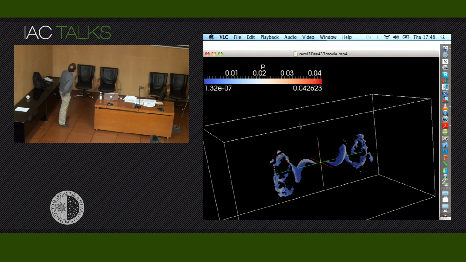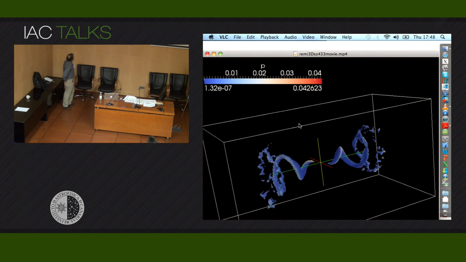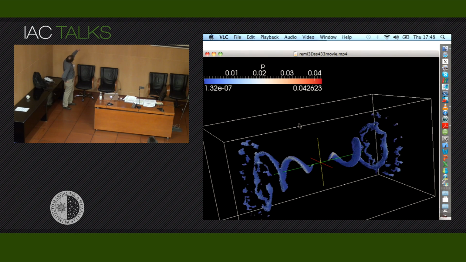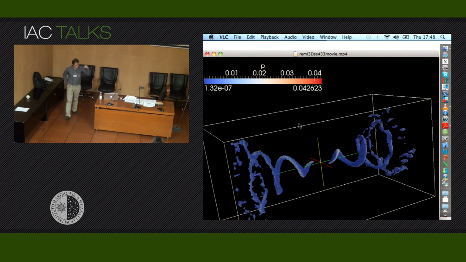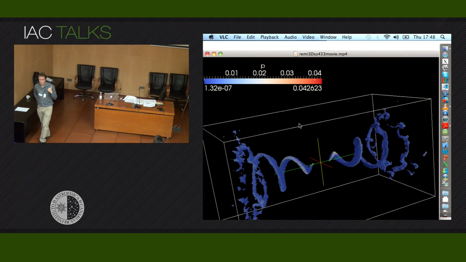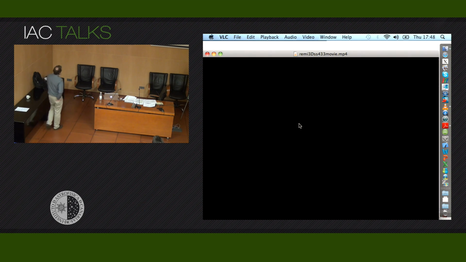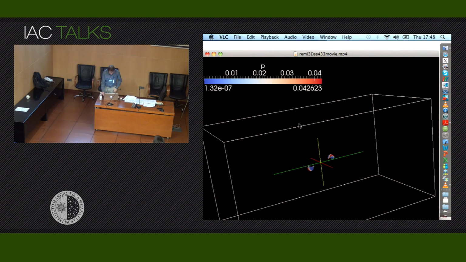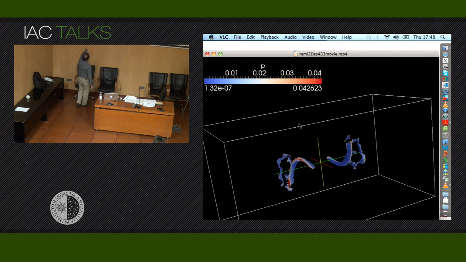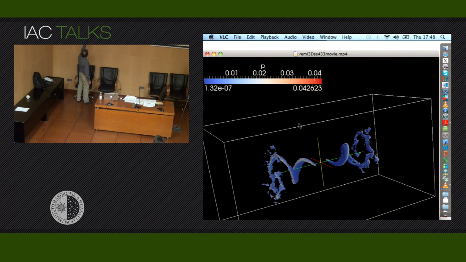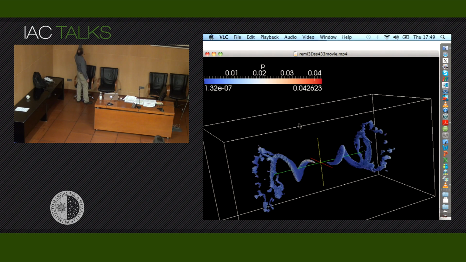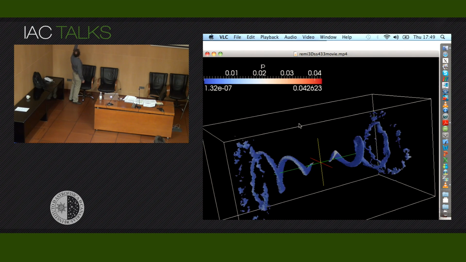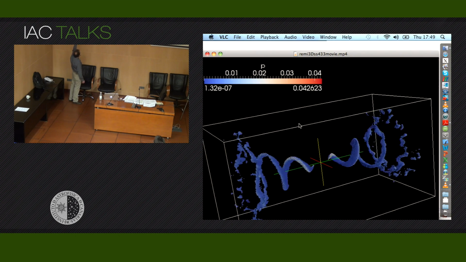So you see now the jet being injected, and there are many precession periods actually being followed over this time. But it takes a while to build up. I'm going to try and play this again. You should note that it takes a while to build up full helical patterns up to a certain distance away from the source, because obviously you first have to influence the surrounding medium.